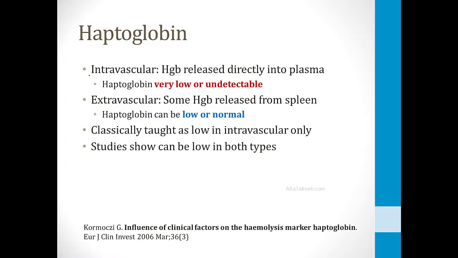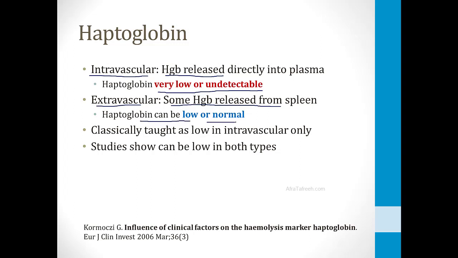When there is intravascular hemolysis, hemoglobin is released directly into the plasma. This can result in a haptoglobin level that is very low or undetectable. When there's extravascular hemolysis in the spleen, some hemoglobin may still be released from the spleen, so the haptoglobin level can sometimes be mildly low or it may be normal.